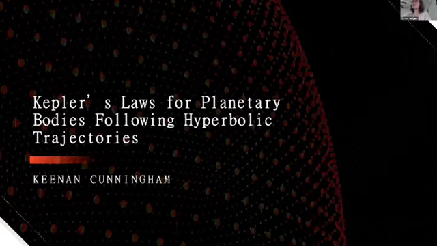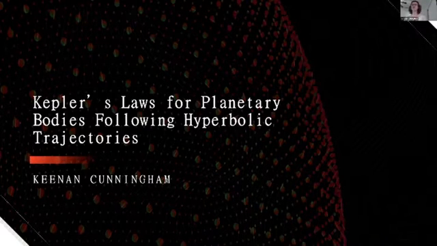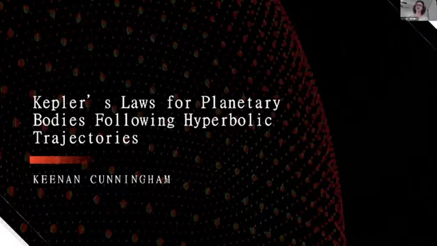I apologize. I did my project on Kepler's laws for planetary bodies following hyperbolic trajectories. More specifically, I wanted to see if Kepler's laws were preserved for planets following hyperbolic trajectories. The motivation came from class when we talked about Kepler's laws for circular and elliptical orbits. I kept wondering if these things were still true for planets, or a satellite, that followed a different path. Keenan, which class? This class, mathematical modeling. Okay.